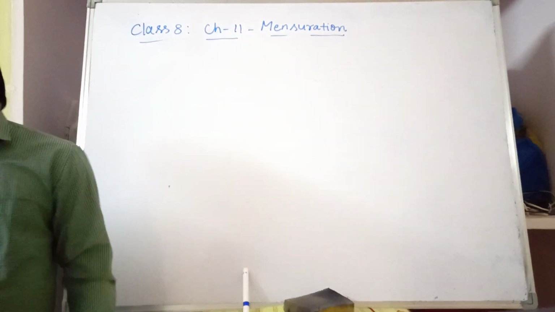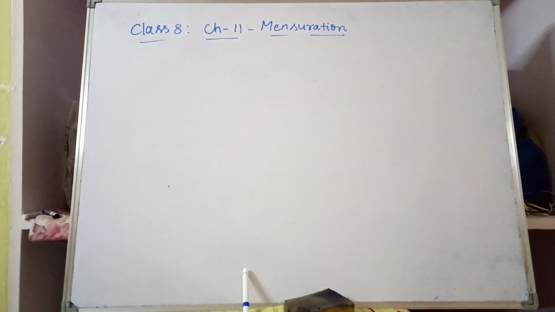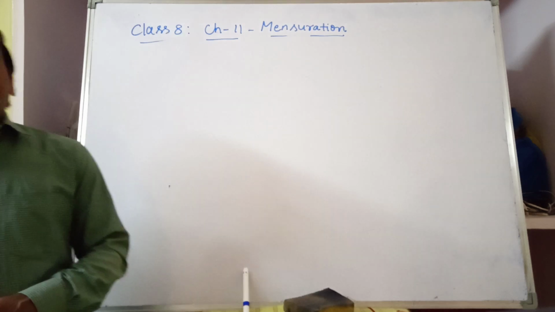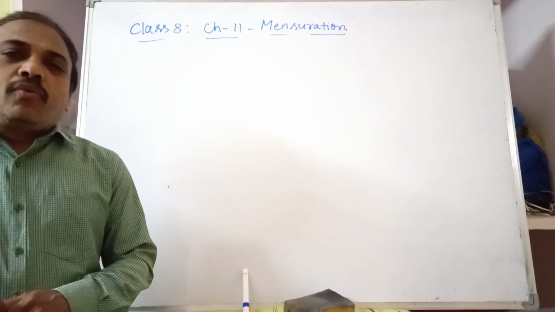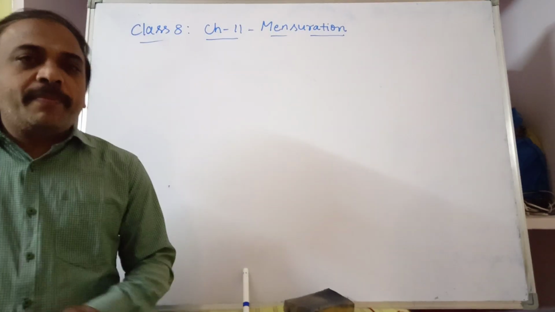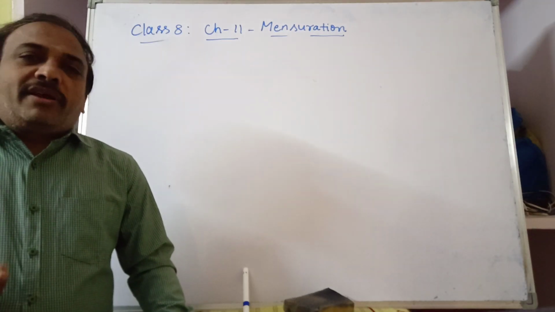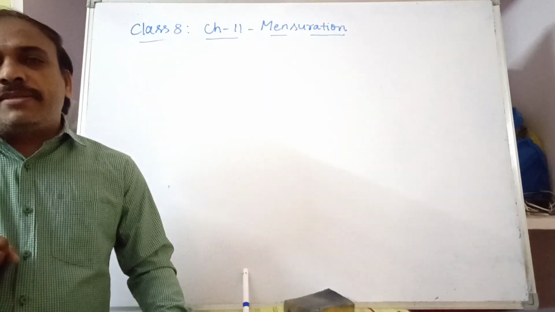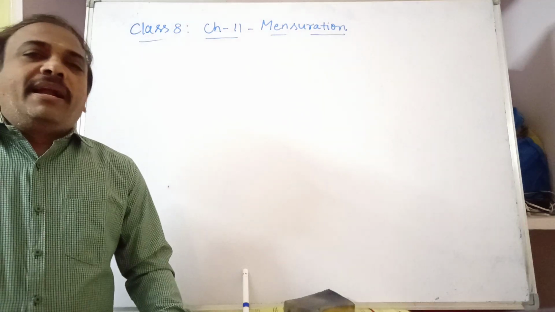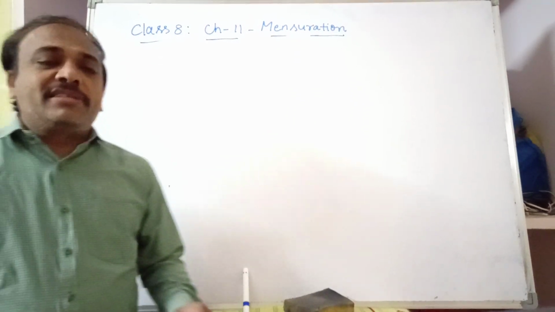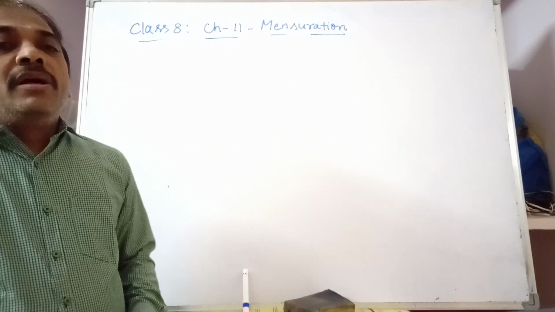Hi students, I hope you understood what we discussed in the previous session, about the total areas of flat figures: trapezium, quadrilateral, rhombus. We have seen how to calculate the areas of those figures, and now we are going to discuss some shapes.